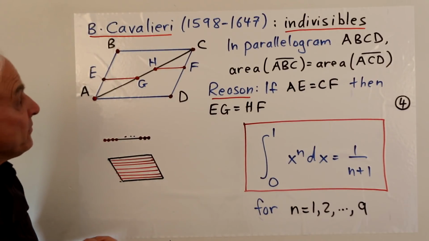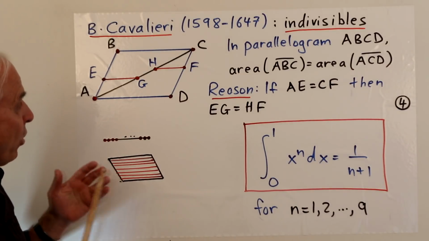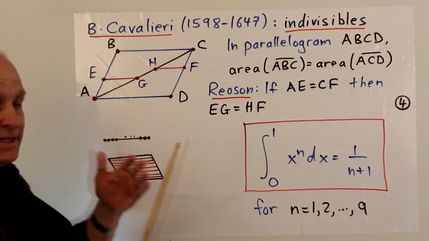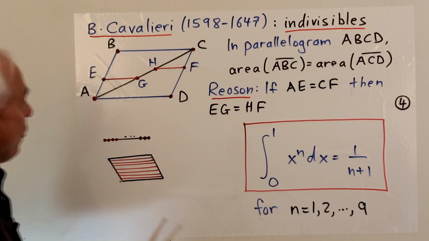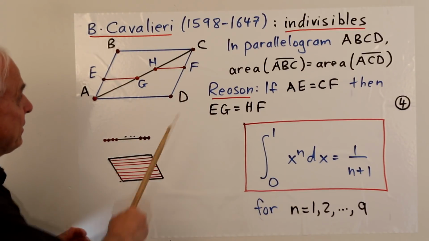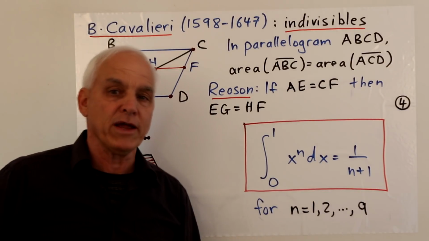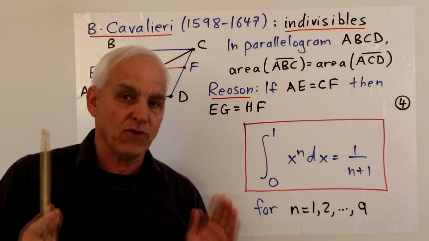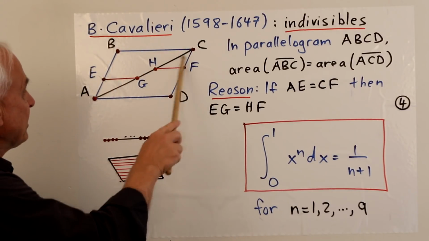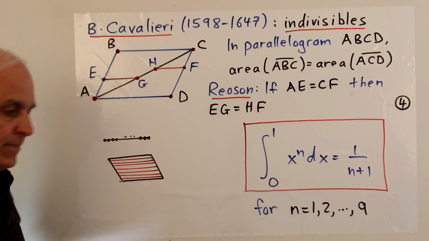Cavalieri, who lived from 1598 to 1647, employed this kind of thinking systematically in a lot of contexts. I want to give you an example of his thinking. Here is a parallelogram ABCD, and this diagonal divides it into two pieces. Perhaps we're interested in proving that the two areas of the triangles are equal. So the area of triangle ABC, this top one here, equals the area of triangle ACD.